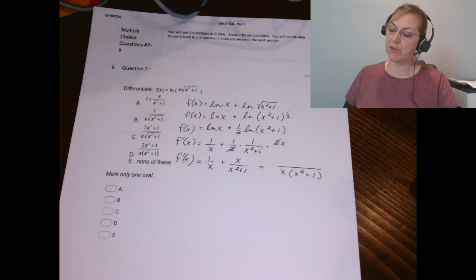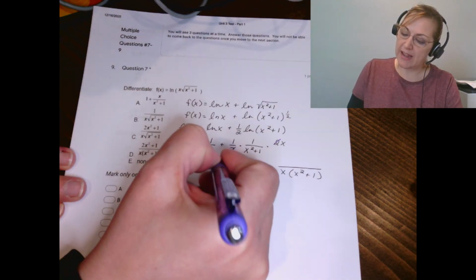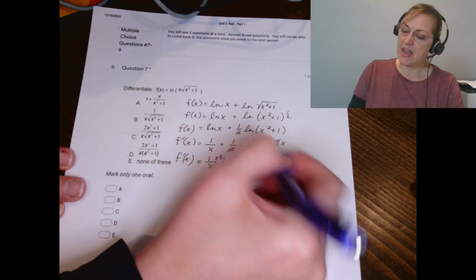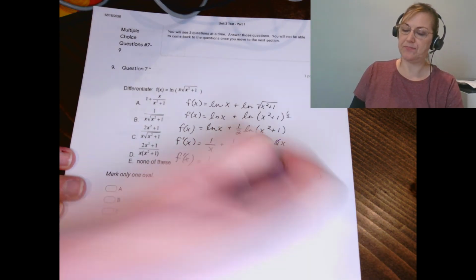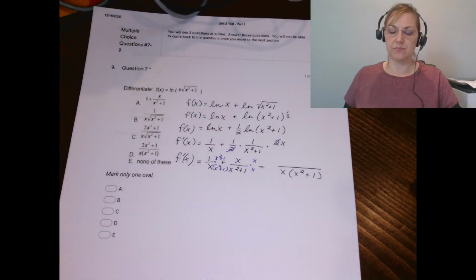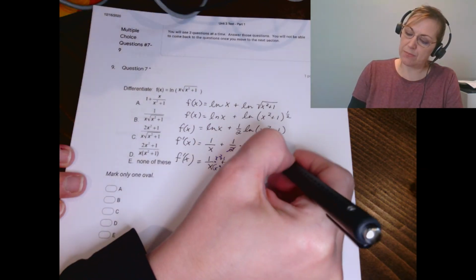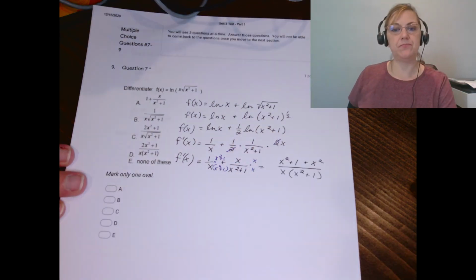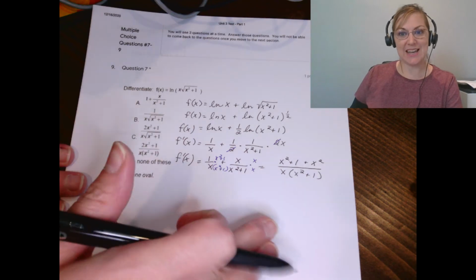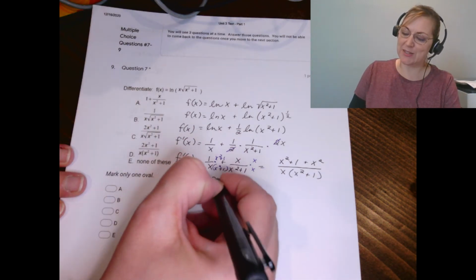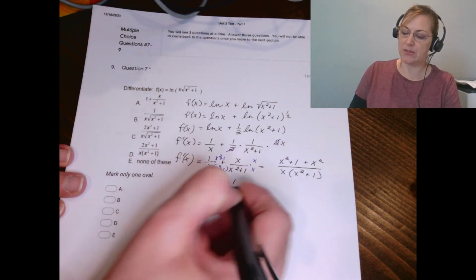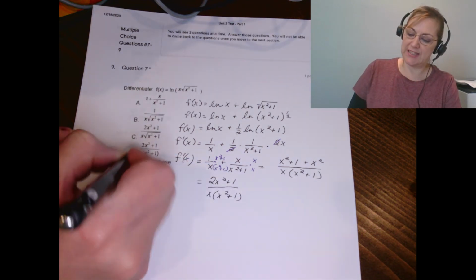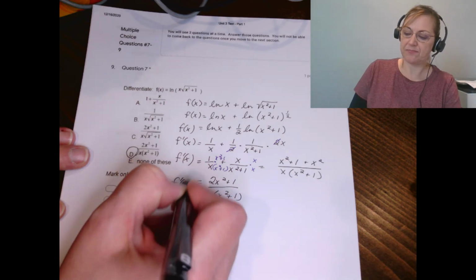Now, I'm going to have to multiply this first fraction by x squared plus 1, and the second fraction by x. And that leaves me with x squared plus 1 plus x squared, which you can see then will equal 2x squared plus 1, because you can combine those like terms. And that is how we get answer choice D for our derivative.